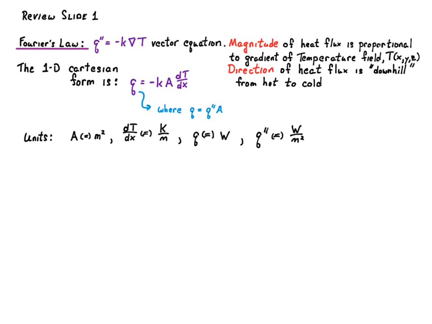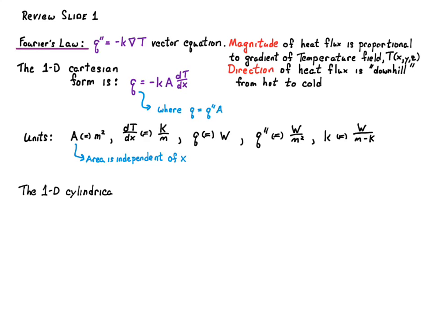As we said, the heat flux is just the heat rate divided by the area. In this case, it would be watts per meter squared. And k, our thermal conductivity, gets the units of watts per meter per Kelvin. Now, it's very important to point out that in the 1D Cartesian form, the area that the energy will be passing through is going to be independent of the independent variable x.